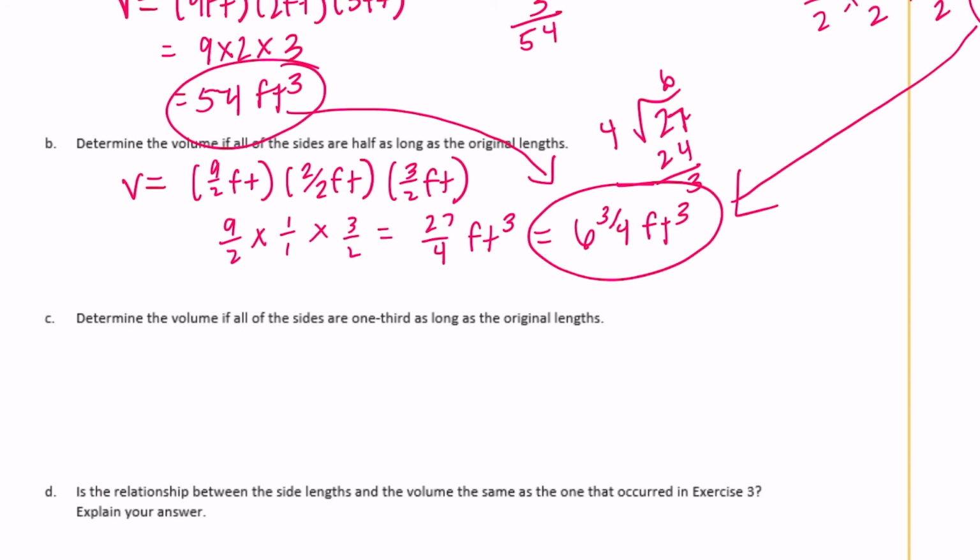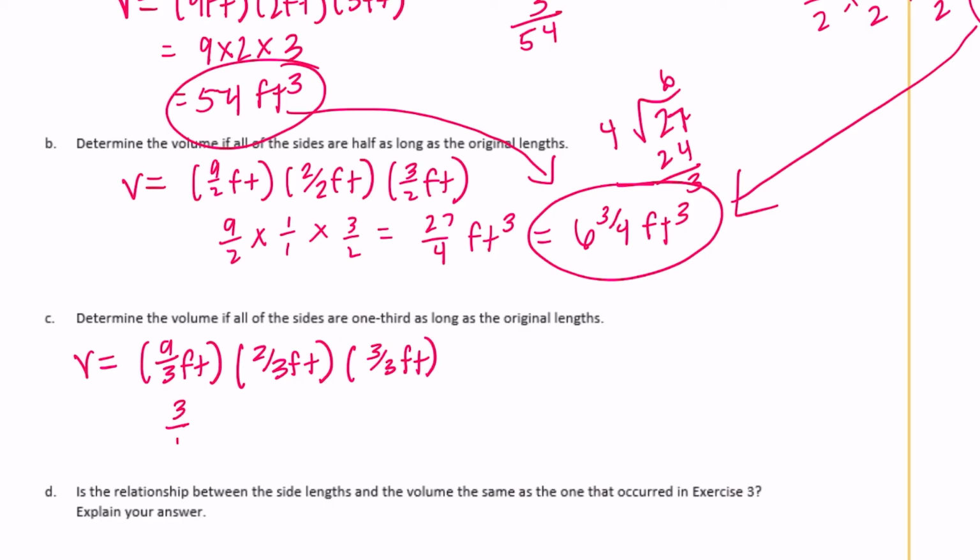So now if we divide them all into thirds, we'd have 9/3 feet by 2/3 feet by 3/3 feet. I'm going to reduce these. So 9/3 is equal to 3. So we'd have 3 times 2/3 times 3/3. That's just 1. We get 6/3, which is actually equal to 2 feet cubed.